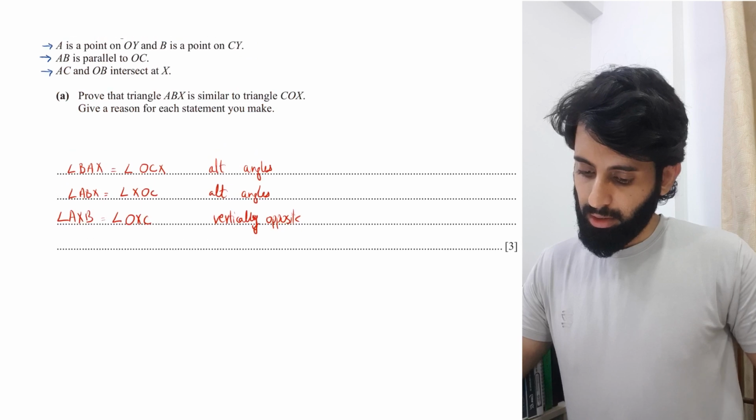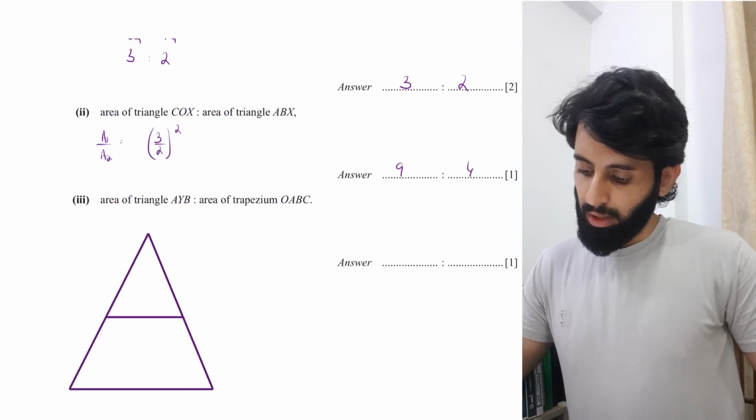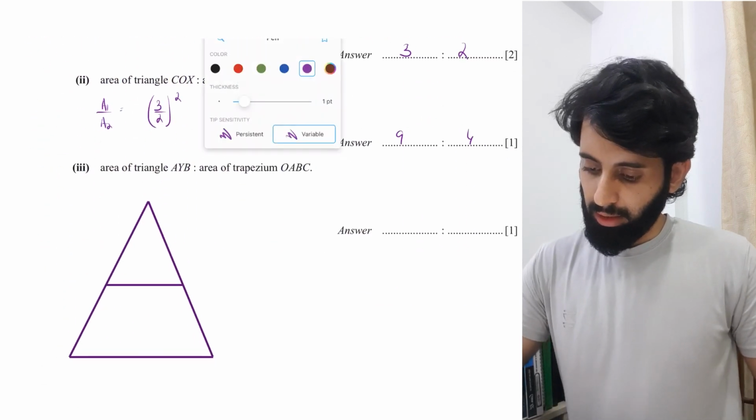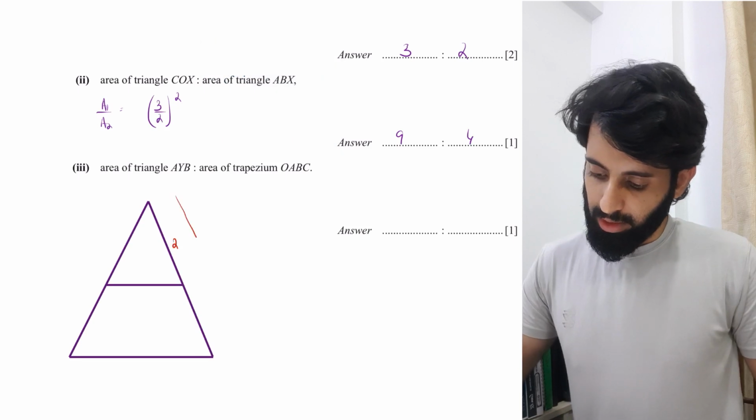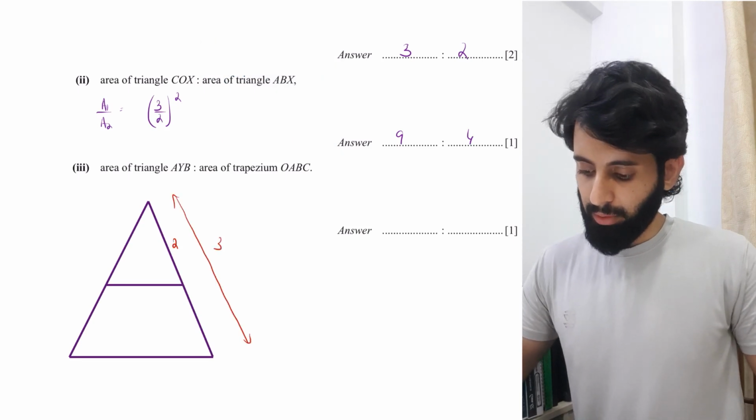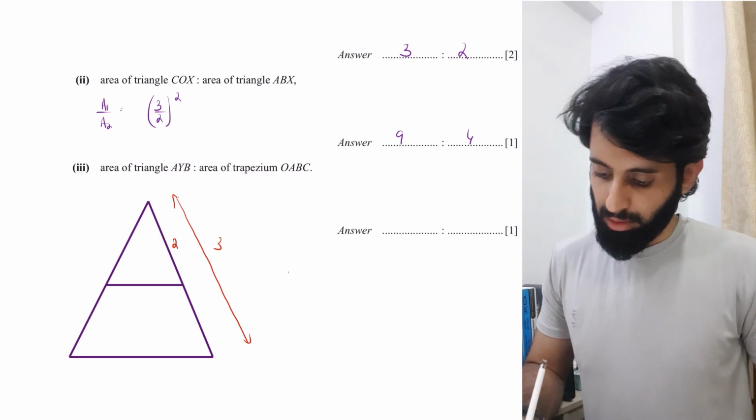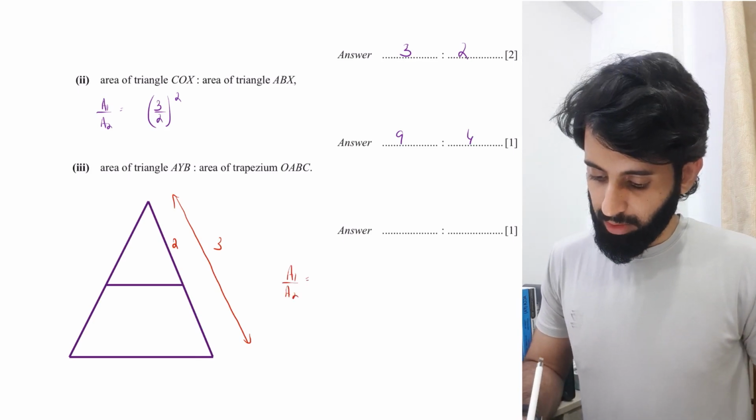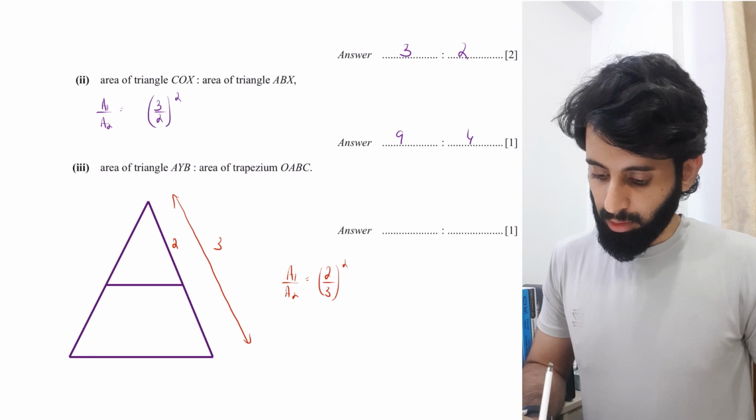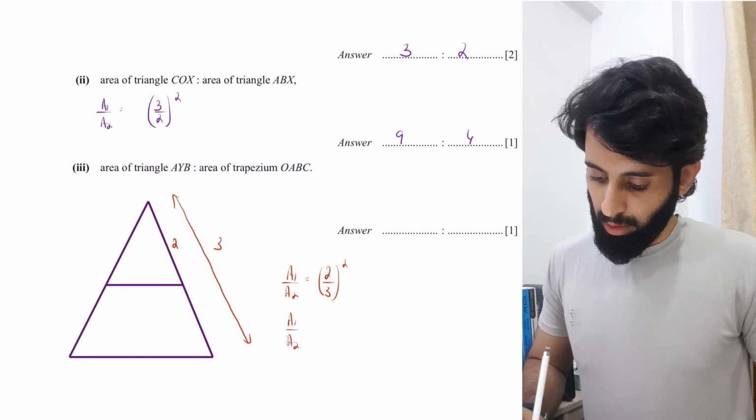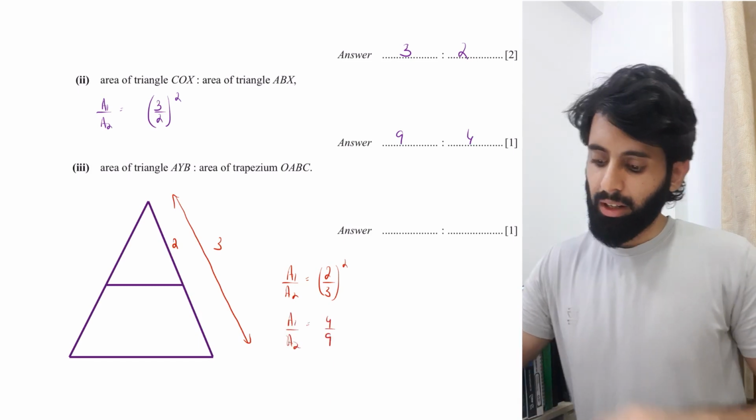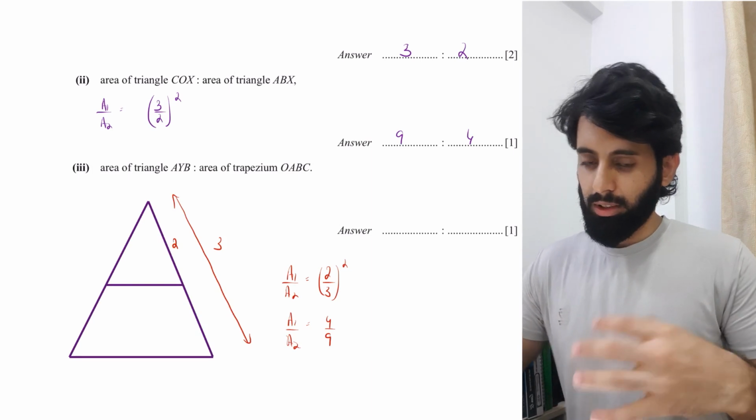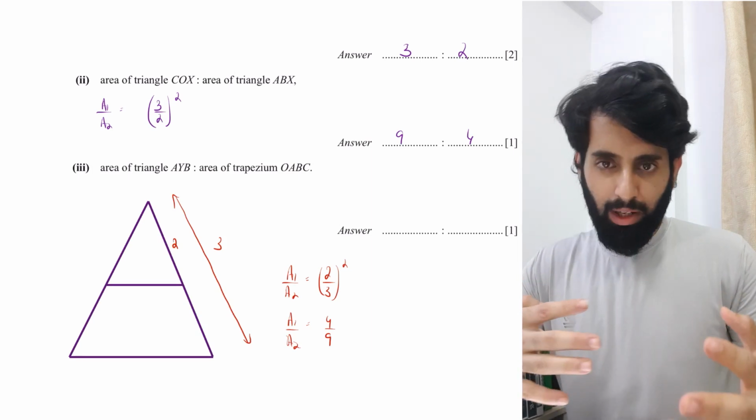Is that what you figured? Yeah, 2 is to 3. So that basically means that if this length right here is 2 parts, this entire length is 3 parts. So we can figure out the ratio of the areas. So A1 upon A2 is equal to 2 upon 3, the whole thing squared, which is equal to 4:9.